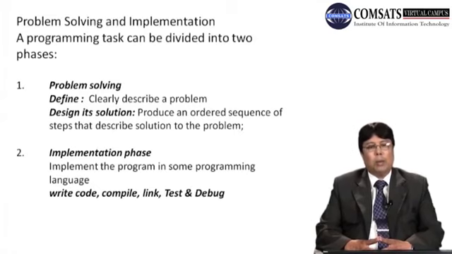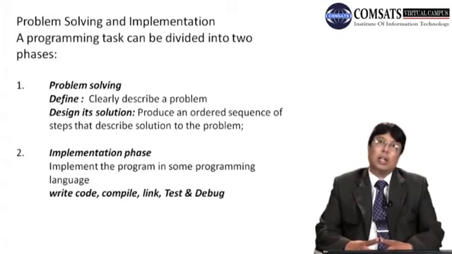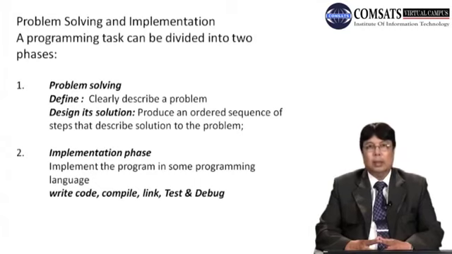Phase 2 of problem solving and implementation is obviously implementation. This implementation has 4 steps: write a code, which means you have to write the program, compile, link, test and run, or test and debug. So here are some technical terminologies which I would like to explain.